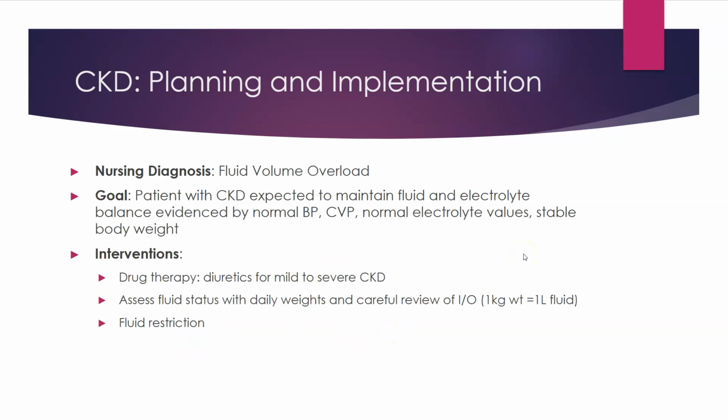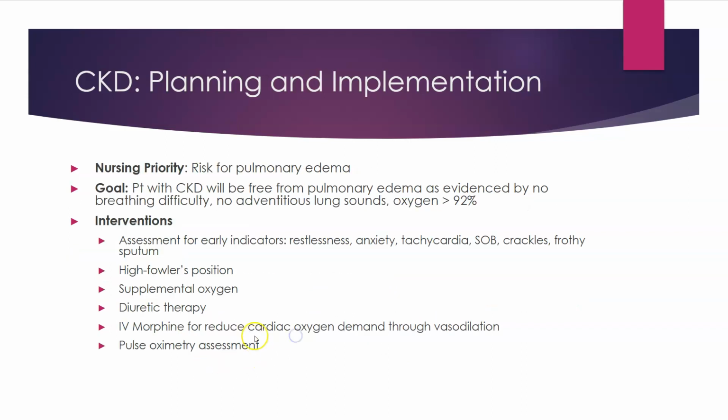So planning and implementation, hinted at this, or actually flat out said it a couple of different times, but fluid volume overloaded can lead into a whole host of problems from this. And so things that we'll do for interventions would be drug therapy, diuretics, is probably one of the more common ones with chronic kidney disease. And then assess that fluid status, I's and O's, weights, etc. And then probably putting them on fluid and sodium restrictions.